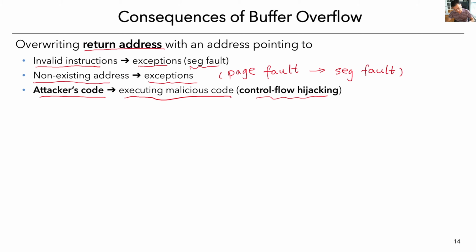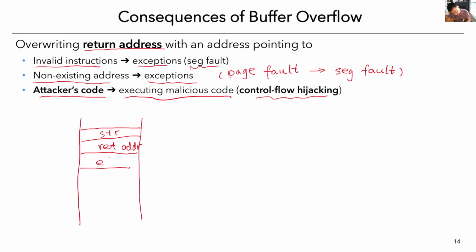Okay, so here let's draw the memory layout again. We have the str, right? After str will be the return address, then the old EBP. Then we have the buffer here. So this will be the buffer.